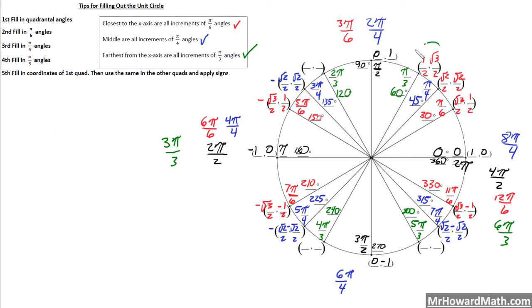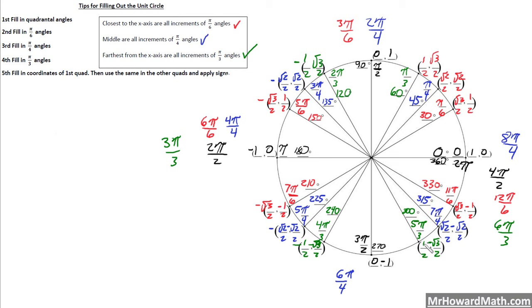So now these coordinates will repeat, just change the signs. So 1/2 and square root of 3 over 2. And the x coordinate there is negative. Then down here, so it would be 1/2, square root of 3 over 2, apply the signs. So both negative down here. Here, 1/2, square root of 3 over 2, apply the signs. Y is negative, x is positive.